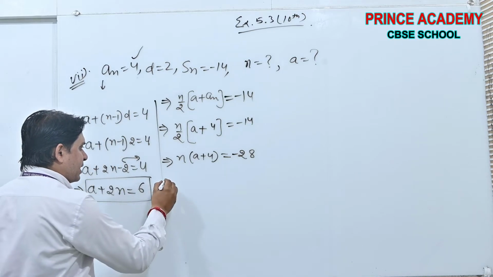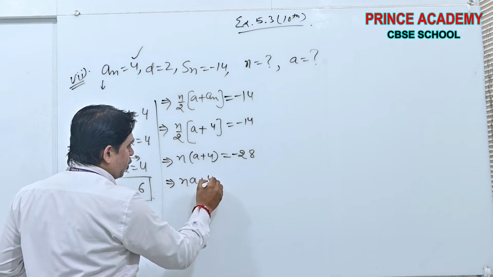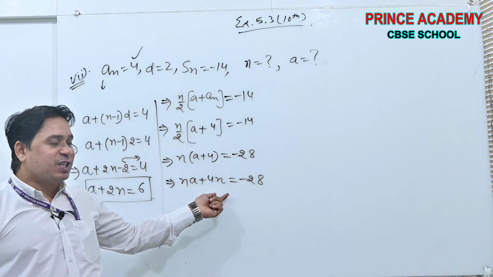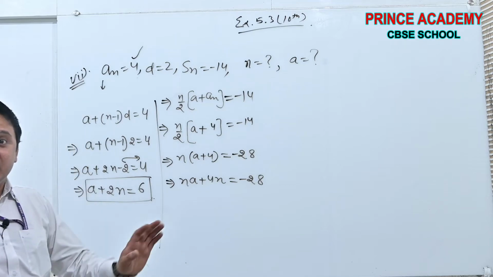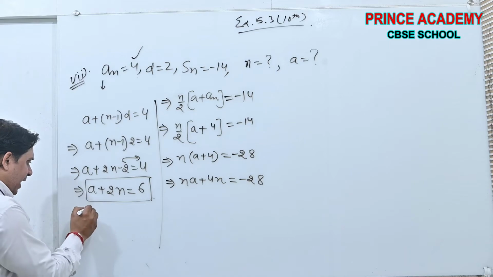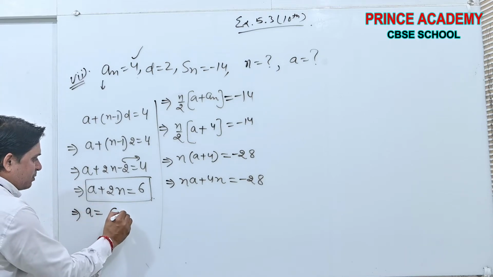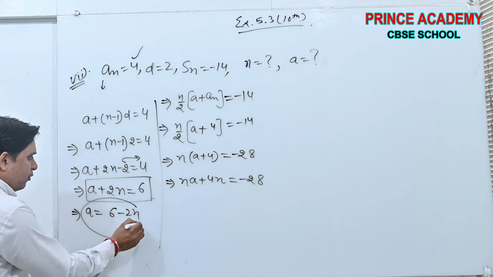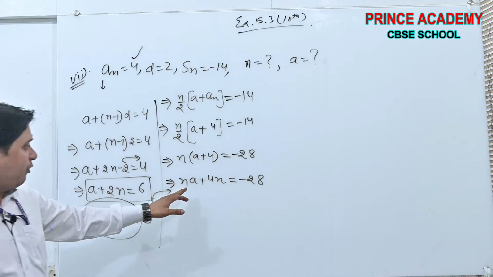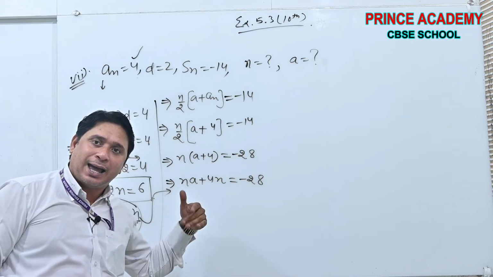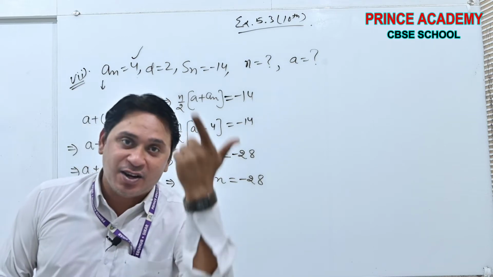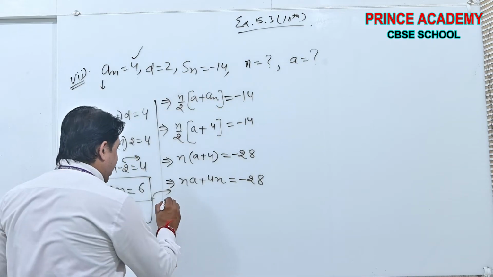Done, beta? From here see, nA plus 4n is minus 28. Now you have got it. See, from here, if I find A, it will be 6 minus 2n, yes or no? From this equation, A can be this, and put this. The value of A is transformed in terms of n, and the whole equation will be in one variable n. And then you will be able to find the value of n.